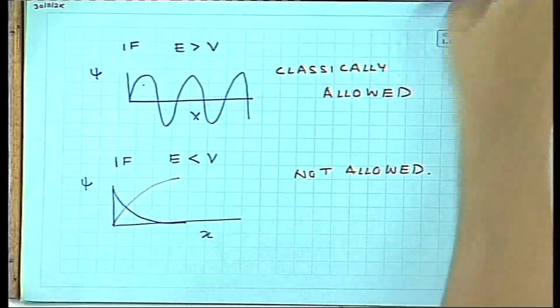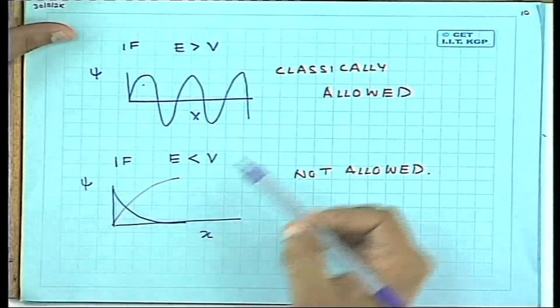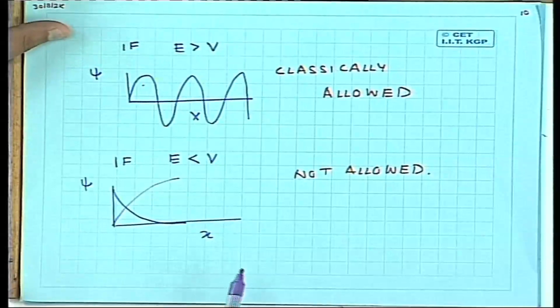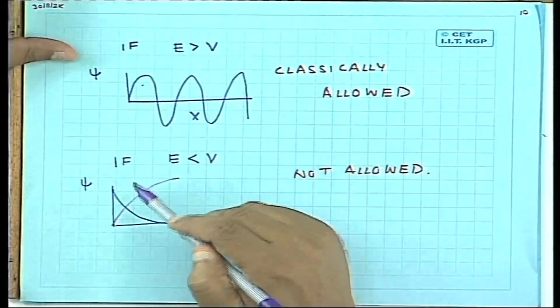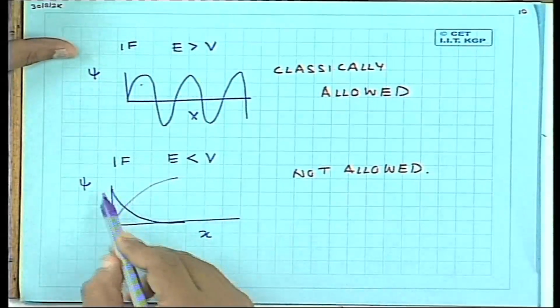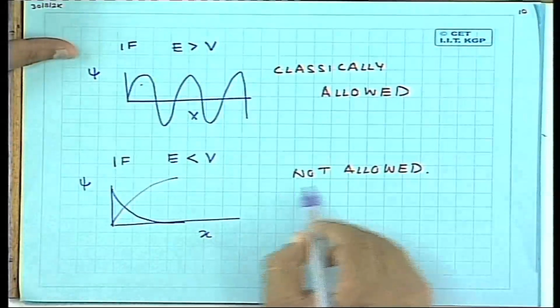So the bottom line of these two situations is that if the energy is more than the potential, this is the classically allowed region for the particle, the wave function oscillates. If the energy is less than the potential, which is a classically disallowed region, then the wave function exponentially rises or decays, has an exponential behavior. So this was the behavior of the wave function in a situation where the potential is constant.